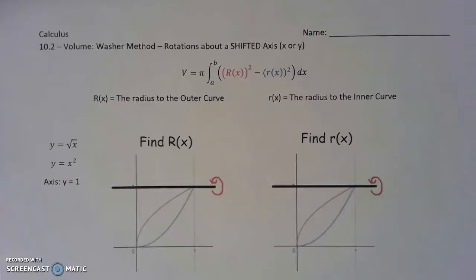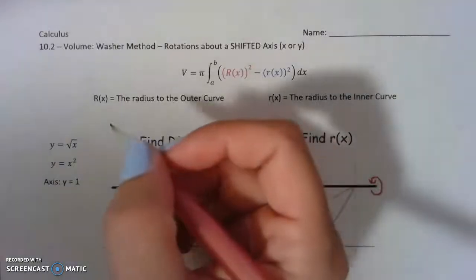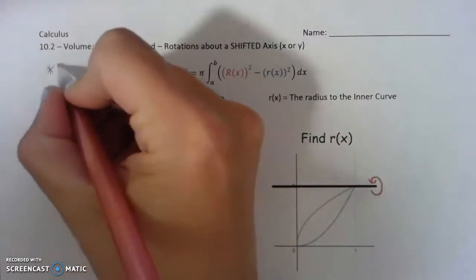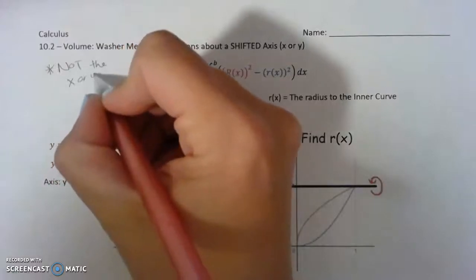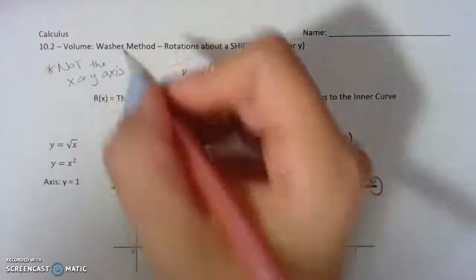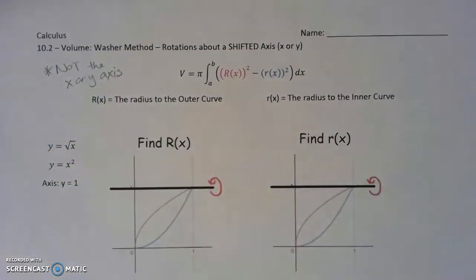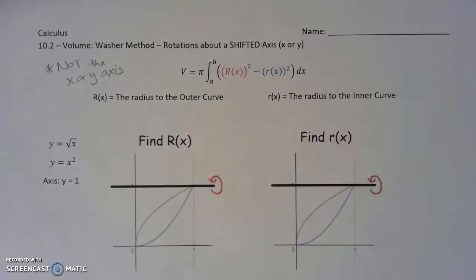This is lesson 10.2. This is where we're actually going to talk about the washer method, but we're going to rotate it about a shifted axis. So that means no longer the X or Y axis, and that's what makes this one different. Make sure you understand that what we're looking at today is not the X or Y axis. It's an axis that has been shifted, so it's no longer on the X or Y axis.